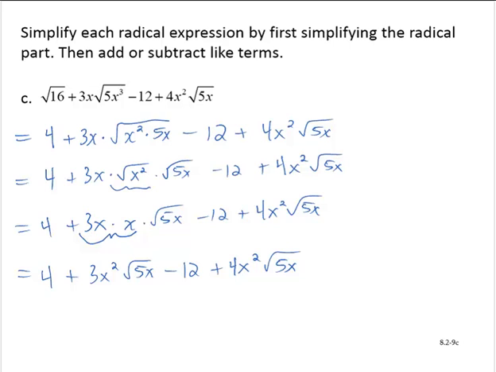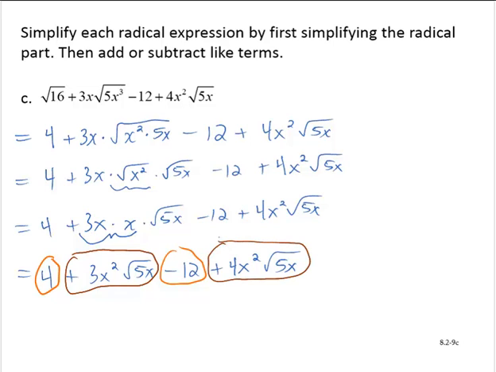Now, notice that there are like terms. I have a 4 and a minus 12. Those are like terms. I have a plus 3x squared times the square root of 5x and a plus 4x squared times the square root of 5x. And those are like terms. And so then this is equal to 4 minus 12 is negative 8. And then I have a plus 3x squared square root 5x and a plus 4x squared square root 5x. So those combine to a plus 7x squared square root 5x.